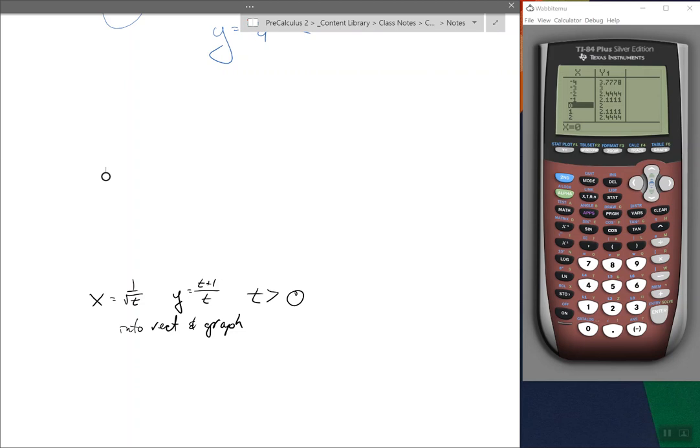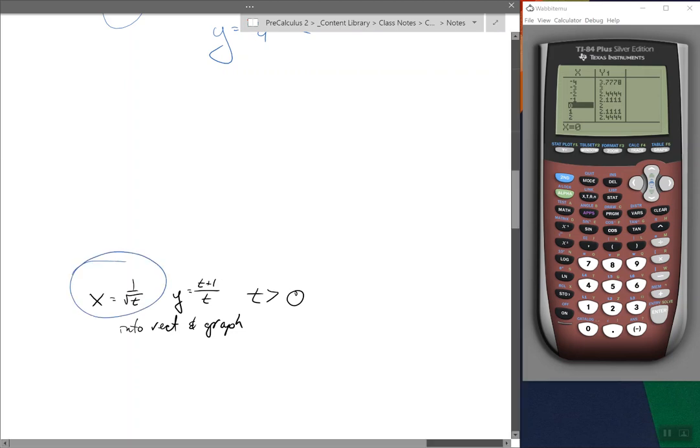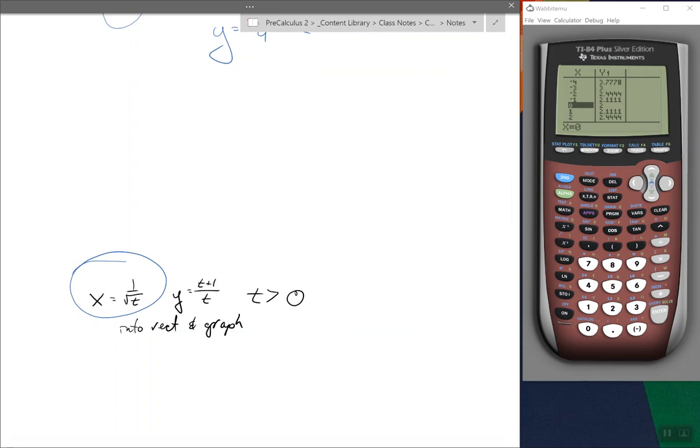So the work again is to resolve this equation, get t by itself, and then plug that value into the y equation. So if you want to take a go at that, pause the video and do so now.